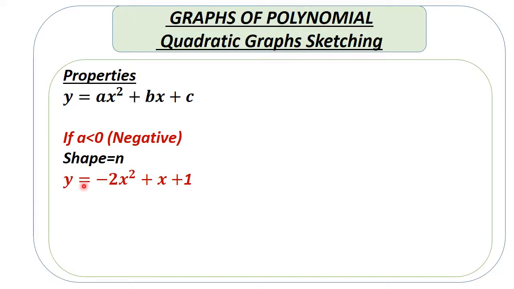So if, for example, we have y is equal to negative 2x squared plus x plus 1, here the coefficient is negative, so it's going to be shaped like an n, like this. So this is what I mean, like an n. If it's negative, it's going to be shaped like this.